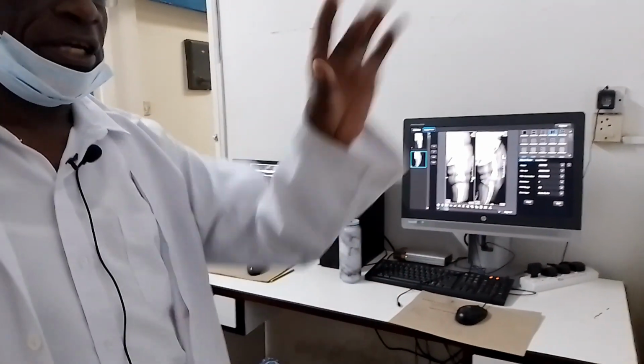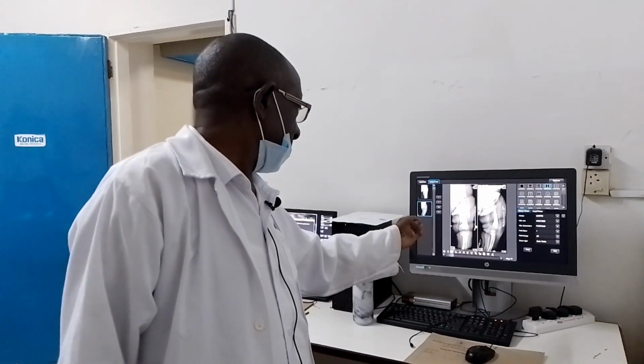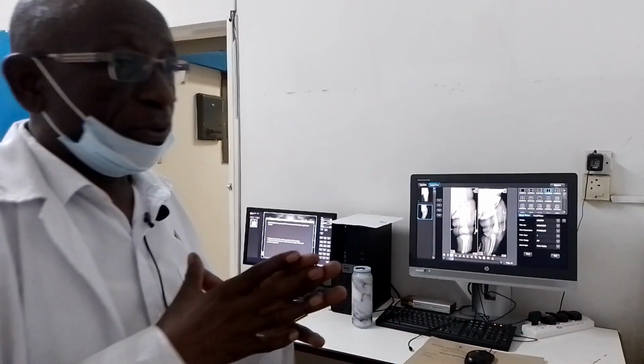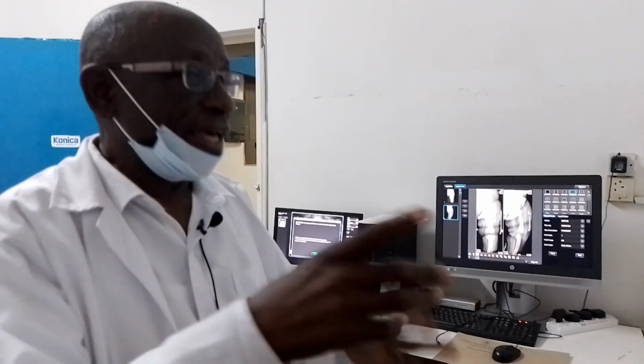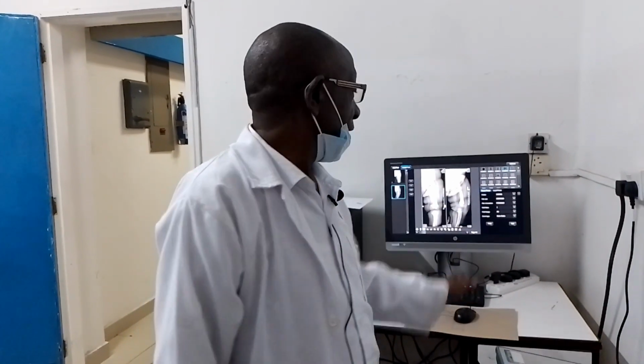Yeah? And you take the exposures, you take your picture, like this one we did for a small kid for the knees with the same machine, and then immediately you take it there. You don't have to carry the cassette. The picture comes directly to the computer, and then you can do your manipulations there.